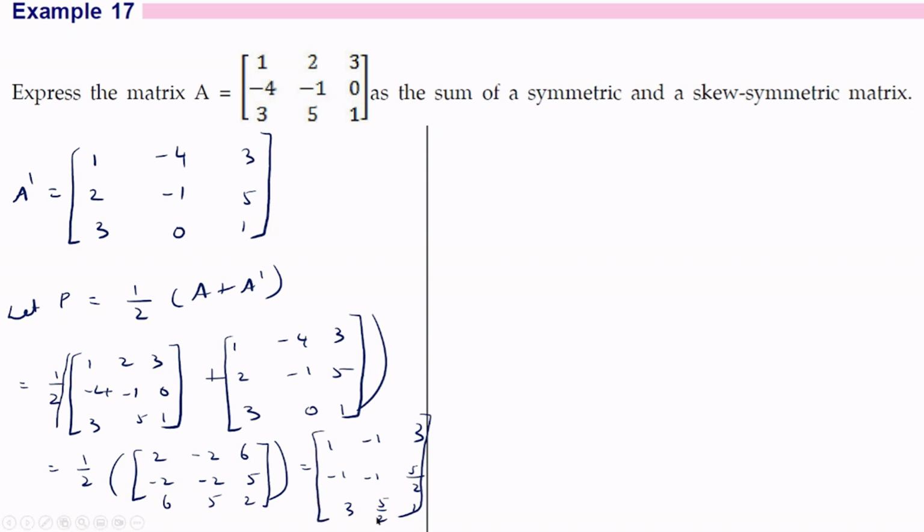So here we can see that it is a symmetric matrix. So P transpose will be 1, minus 1, 3, minus 1, minus 1, 5 by 2, then 3, 5 by 2, 1. It is equal to P, which implies P is symmetric.